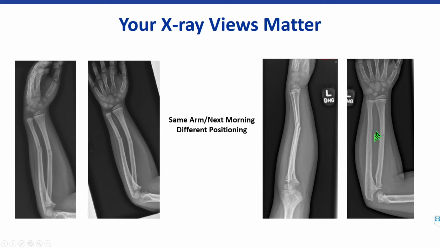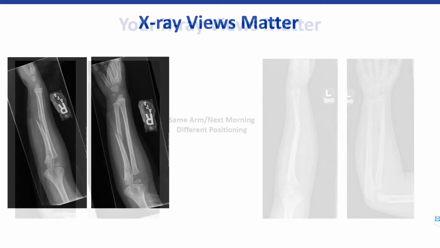So our AP looks pretty anatomic. Our lateral view has a little bit of apex volar angulation, but it's pretty mild, and this is much easier to describe now. Let's try another one.